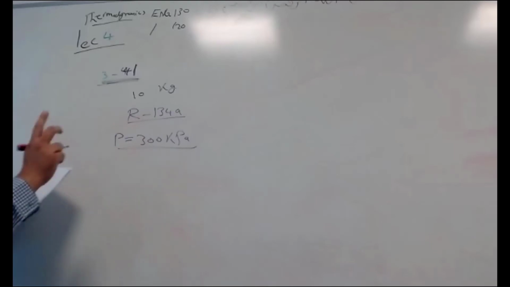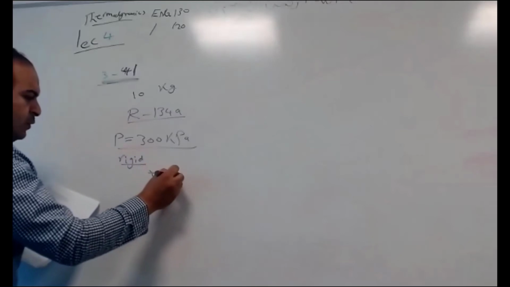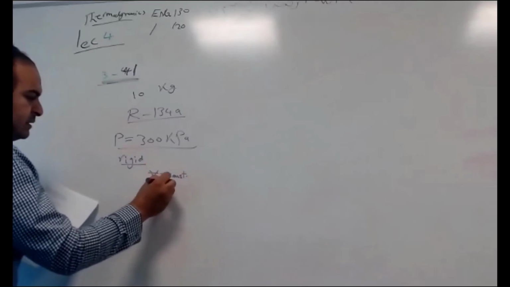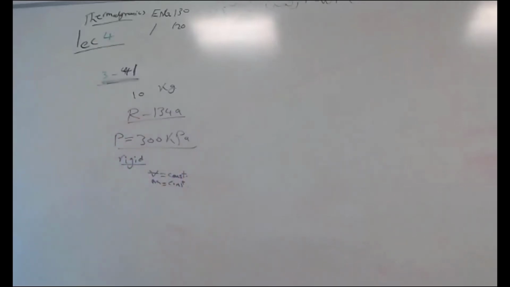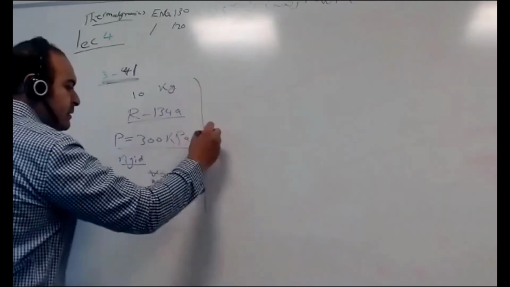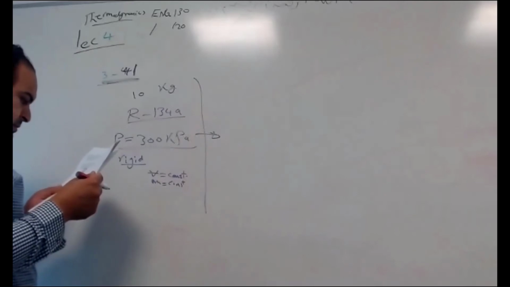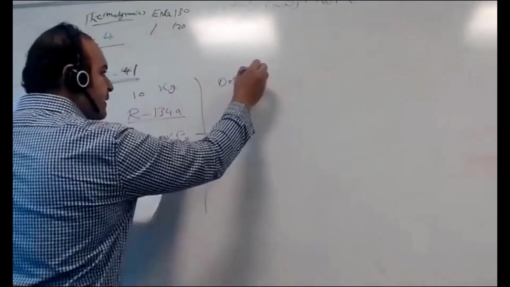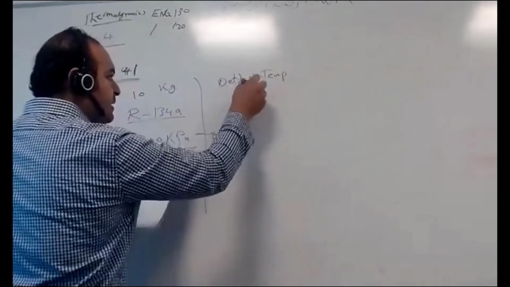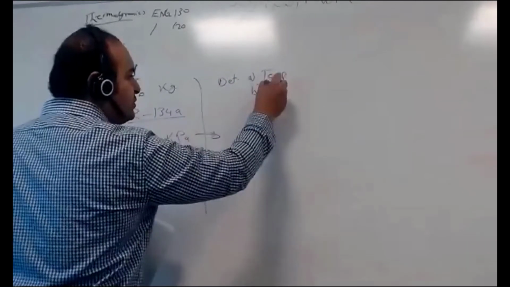fills a rigid container. Rigid means volume is constant. Always, when you hear this word, keep it right up in your mind, this keyword. Determine the temperature and total enthalpy. I need the temperature determined first. A, temperature. B, I want enthalpy. Total enthalpy means big H.